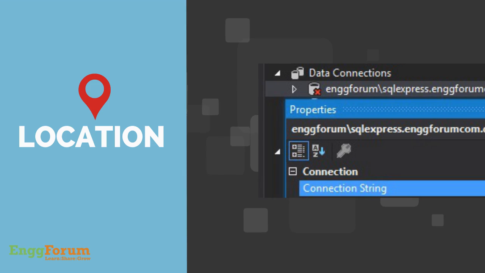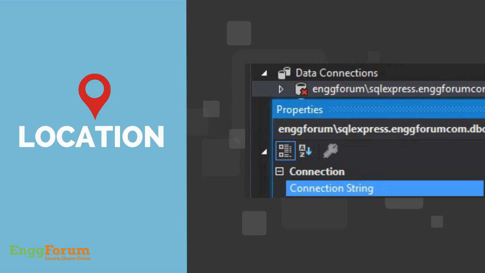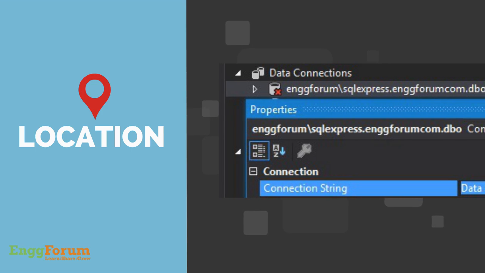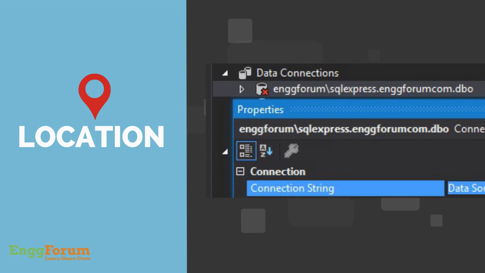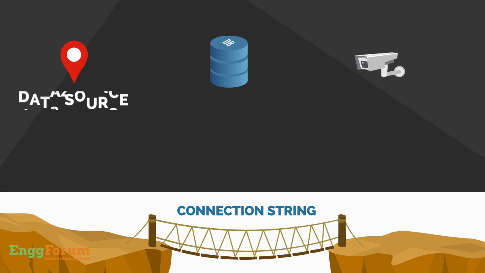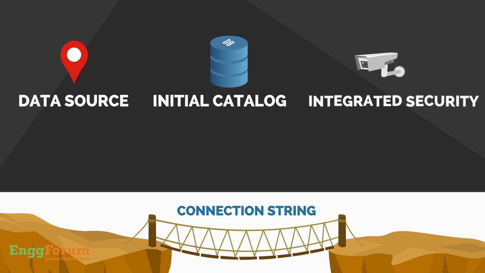Details regarding data source, database name are available in connection string. You can find connection string at database properties. Also, a typical connection string has data source or location of server in data source. Next, database name in initial catalog field. Also, if integrated security is true, then username and password are ignored to connect database.